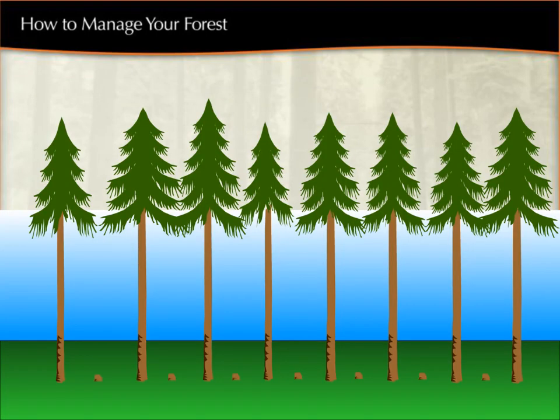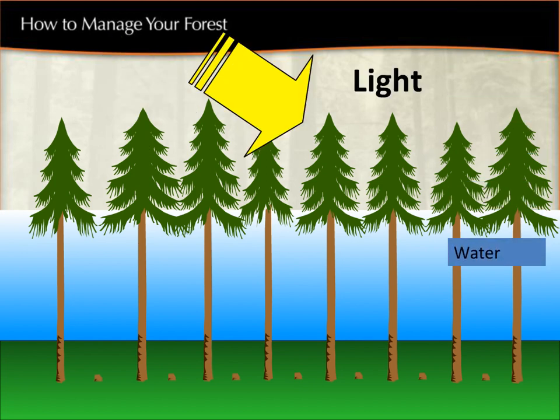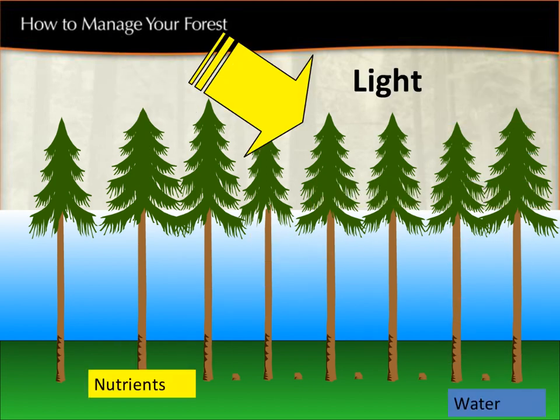Thinning allocates the sunlight, water, and nutrients to fewer desired trees. So the bucket of resources, that is the growing space, although the same, is now allocated to fewer trees.